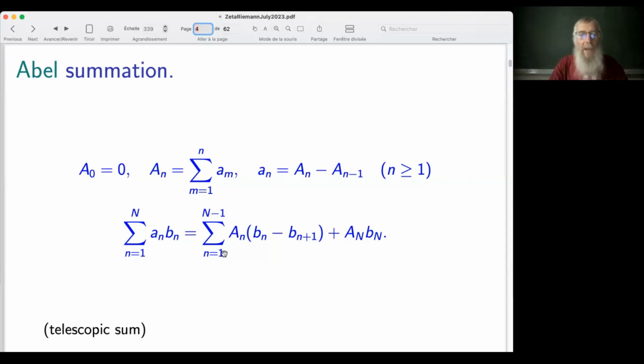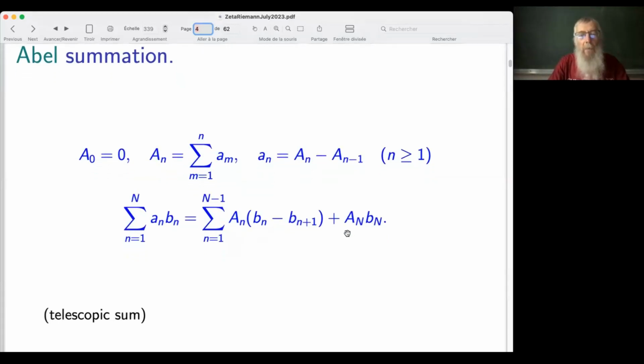And then we take another sequence, B small n, which is a sequence of elements in the same ring. And we consider the sum of an, bn for n equal 1 up to capital N. And then you can check by hand, it's just a simple computation, that this sum is the sum of capital An times Bn minus Bn plus 1, plus kind of a remainder, which corresponds to the capital N, which is here, but it is capital AN B sub capital N.